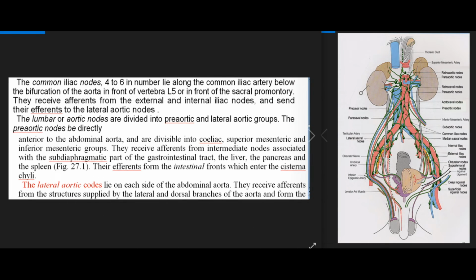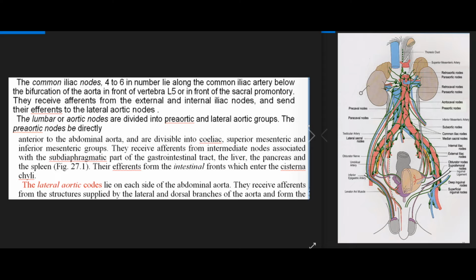The common iliac nodes, 4 to 6 in number, lie along the common iliac artery below the bifurcation of the aorta, in front of vertebra L5 or in front of the sacral promontory. They receive afferents from the external and internal iliac nodes, and send their efferents to the lateral aortic nodes.